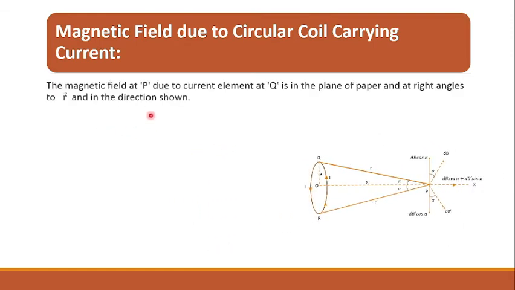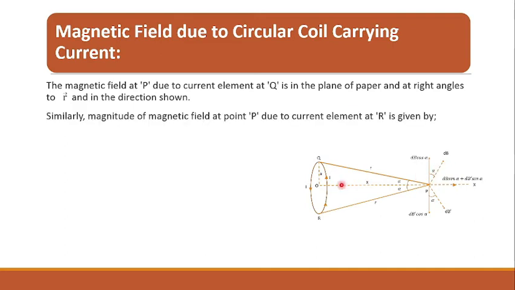The magnetic field at P due to the current element at Q is in the plane of the paper and at right angles to the r vector and in the direction shown. So the direction of the magnetic field will be along this direction and it is shown by dB, right? Similarly, the magnitude of the magnetic field at point P due to the current element at R is given by dB dash is equal to mu 0 upon 4 pi times I dl upon (a square plus x square), right?